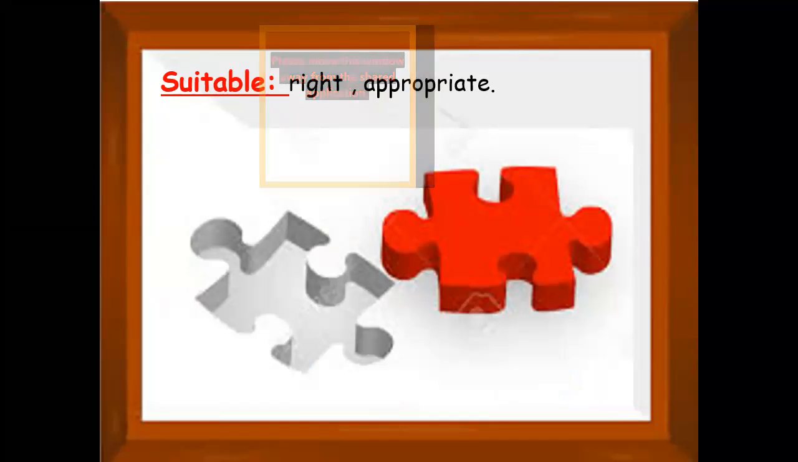Suitable. Suitable means being appropriate, like this shape. It's suitable to its gap. So suitable means right or appropriate to something. For example, the school uniform is suitable for going to school. So suitable is something that is right for using something.